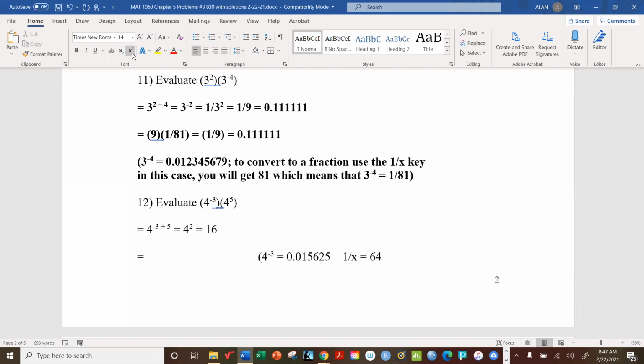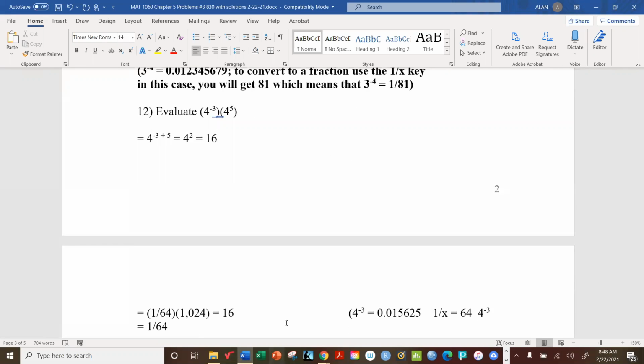So therefore, 4 to the minus 3 equals 1 over 64. So I'll put that in over here. Times 4 to the 5th, which is by itself 1024. And of course, that product will be 16, any way you look at it.